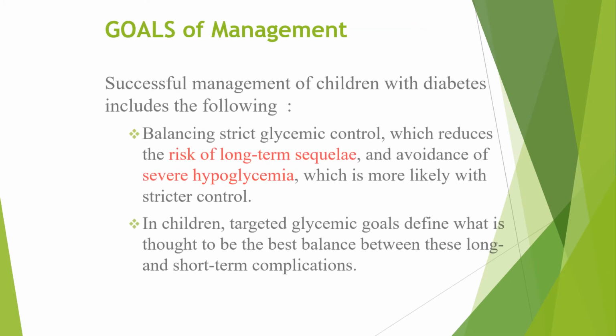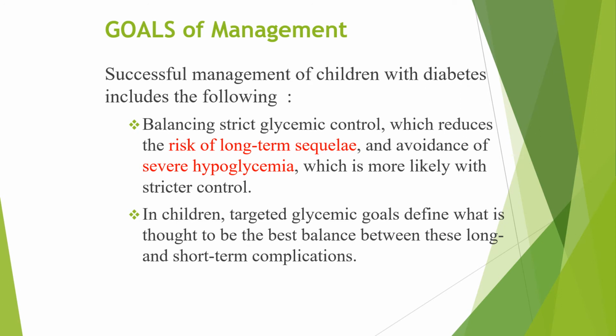The goal of management of diabetes in a child is successful management, which includes balancing strict glycemic control, which reduces the risk of long-term sequelae, and avoidance of severe hypoglycemia, which is more likely with stricter control. So strict control predisposes a child to hypoglycemia, whereas poor control predisposes a child to hyperglycemia and also the risk of long-term sequelae. So we have to balance those things when we treat a child with DM.